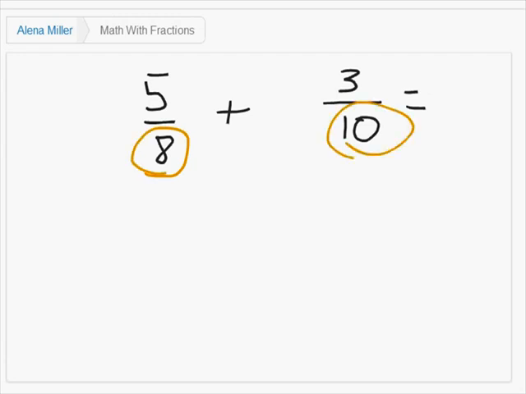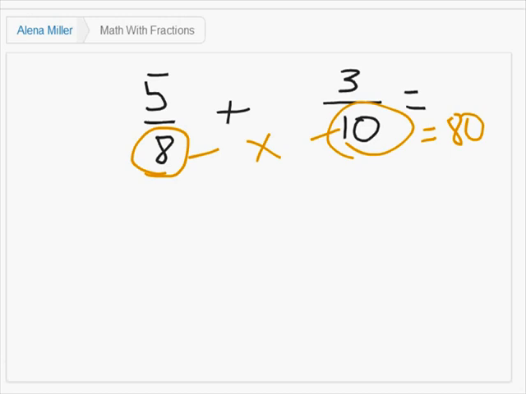Now there are a couple different ways you can find a common denominator for 8 and 10. One way is to times this number by this number and get 80. But it's so big you'd have to reduce down, and that would take a lot of work.